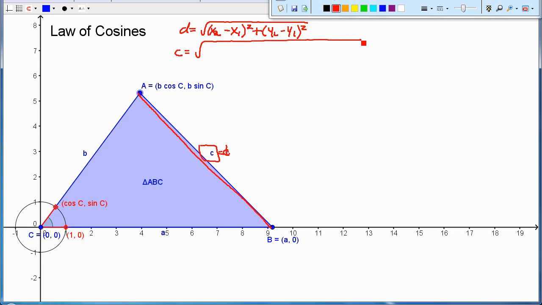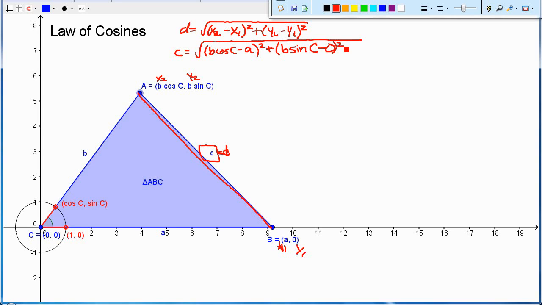And I actually have my two coordinates. My x2 could be b cosine C, and my x1 would be a, and I could square that. I could also then say this is my y2, which is b sine C, and I could subtract my y1, which is 0, down here and square it. So by definition, that would be a way to find the formula.